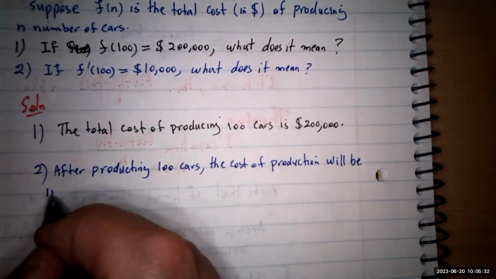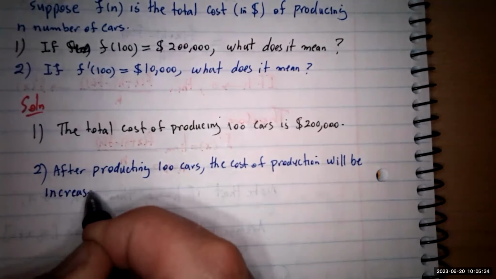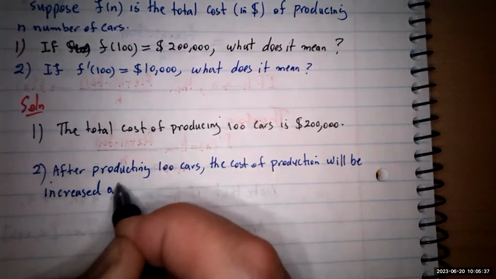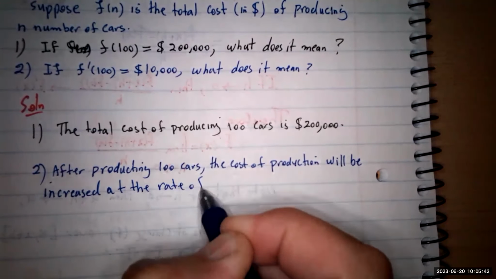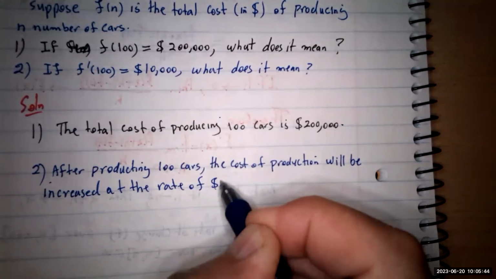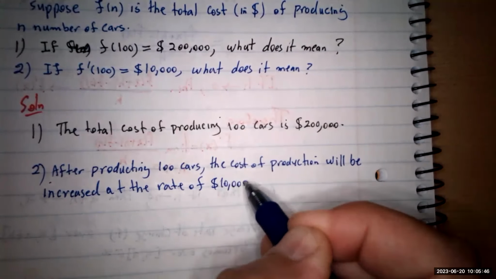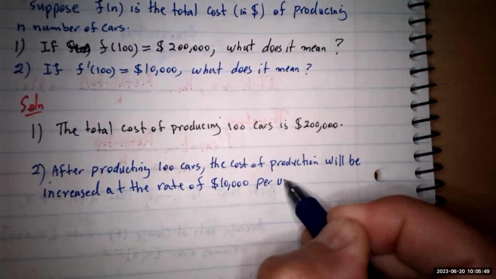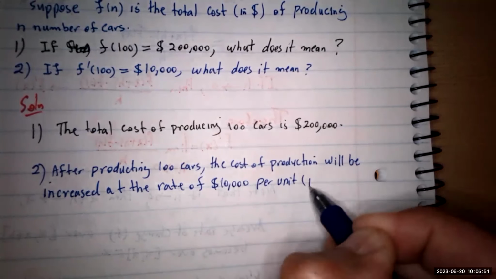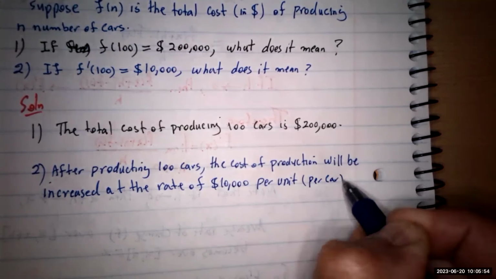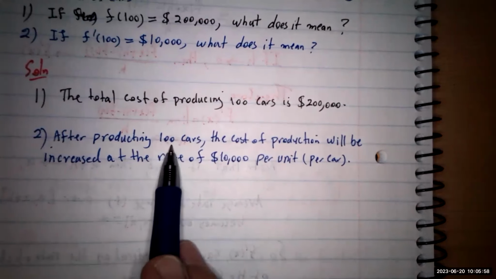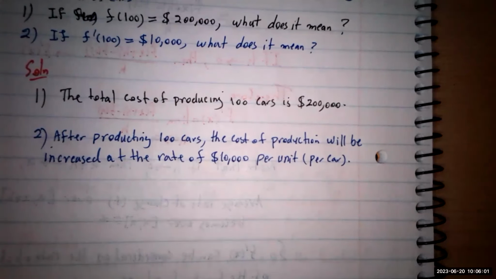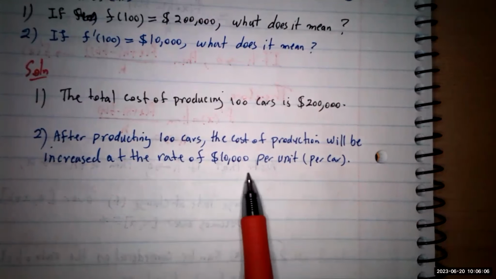Will be increased at the rate of $10,000 per unit. Per unit, in this case, is going to be per car. That's the best way to explain it. You have to focus on the level of production. So the level of production is 100. So the cost of production would be increased at the rate of $10,000 per car.